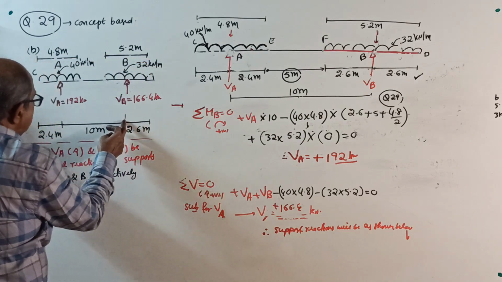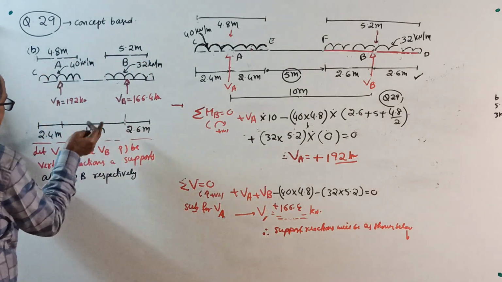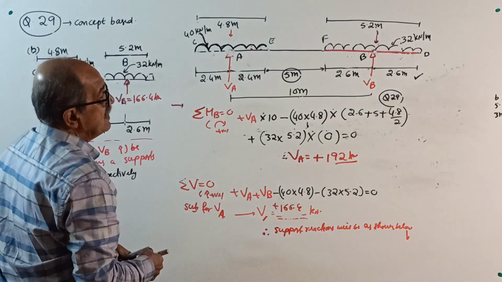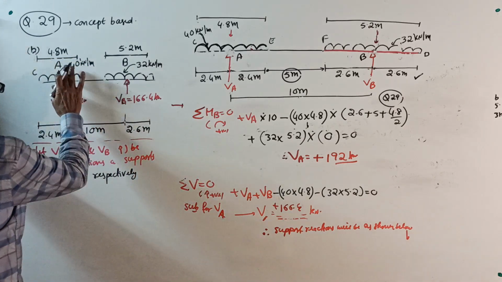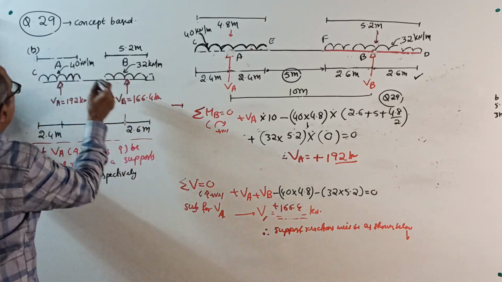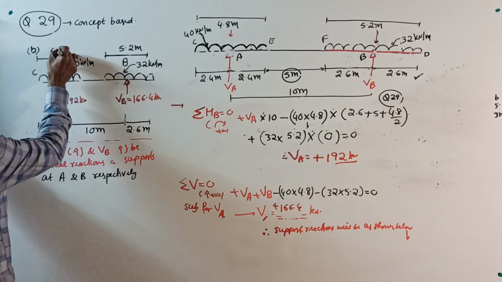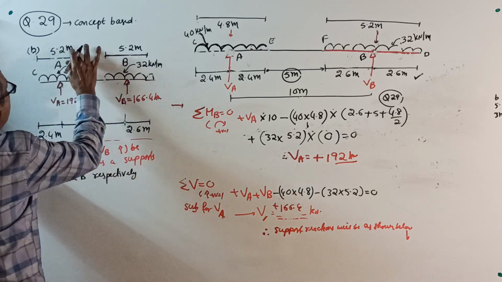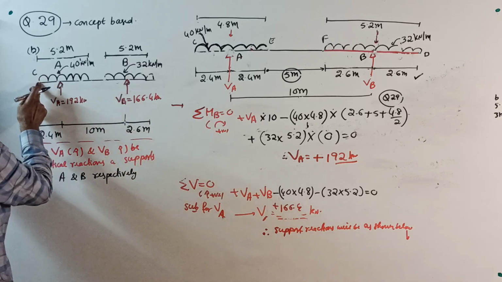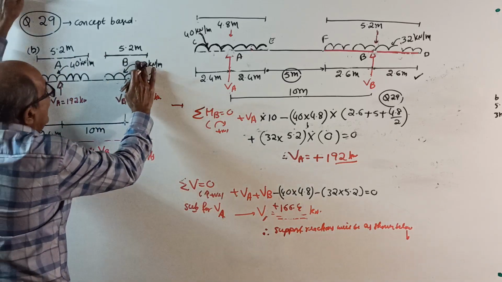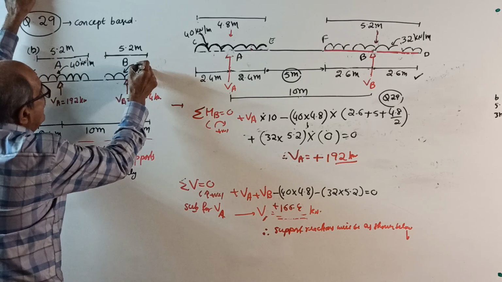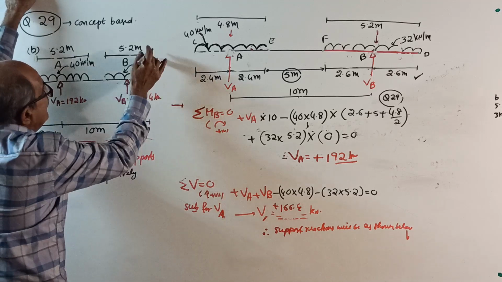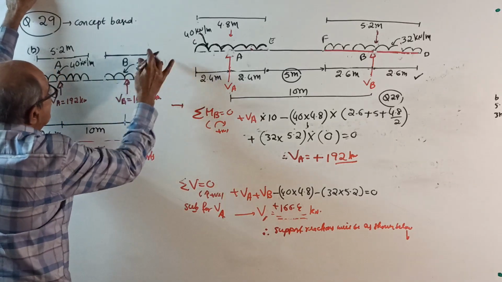A beam has a simply supported span of 10 meter. It has a left overhang of 2.4 meter and a right overhang of 2.6 meter. It is loaded by a UDL of 40 kilonewton per meter, 5.2 meter long, starting from the left extreme end, and another UDL of 32 kilonewton per meter, starting from the right extreme end for a length of 6 meter.